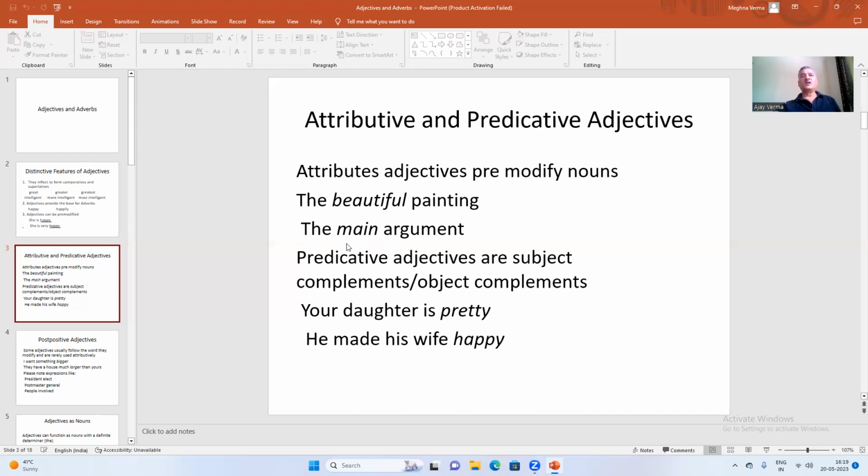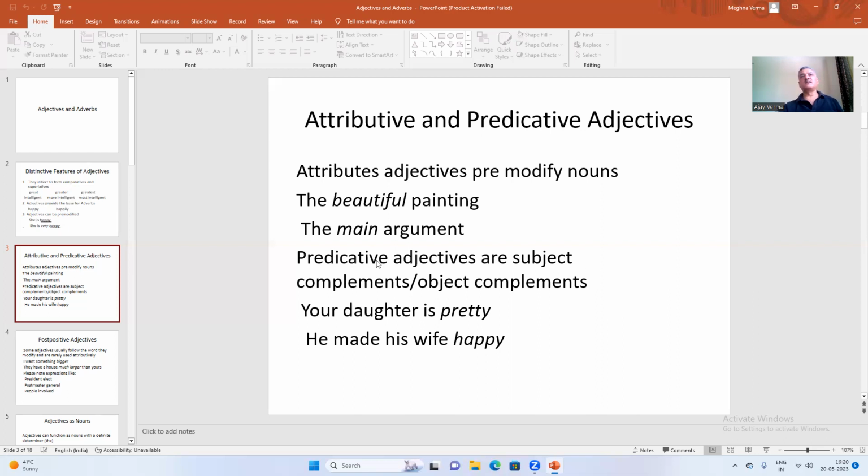Okay. On the other hand, adjectives can be predicative. By predicative, we mean adjectives that occur after the linking verb, like is, seems, make, etc.